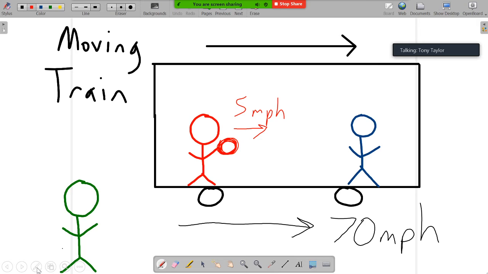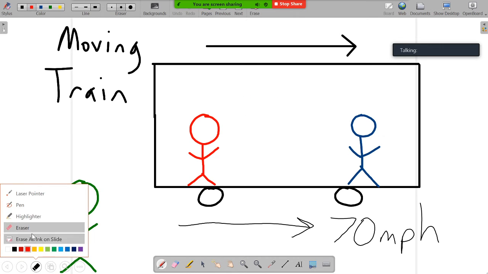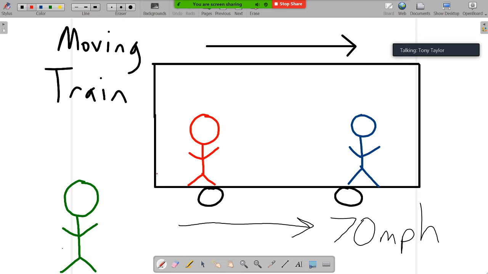Now, let me ask you guys another question. Well, before I ask that question, let us consider this scenario here. Let's say the person in blue catches the ball. And as soon as the person in blue catches the ball, he decides to throw it back to the person in red. And again, from their point of view, the ball is moving at 5 miles per hour, but now it's moving in the opposite direction. It's moving toward the west. So it's moving toward the left, I should say.